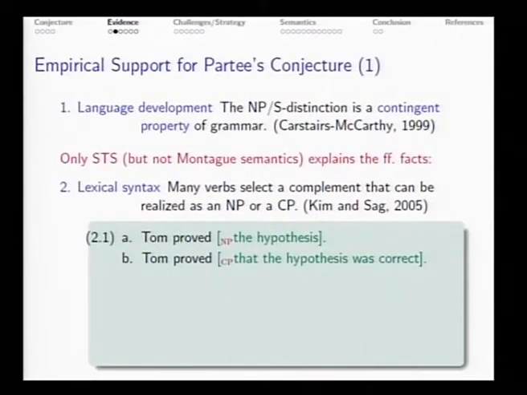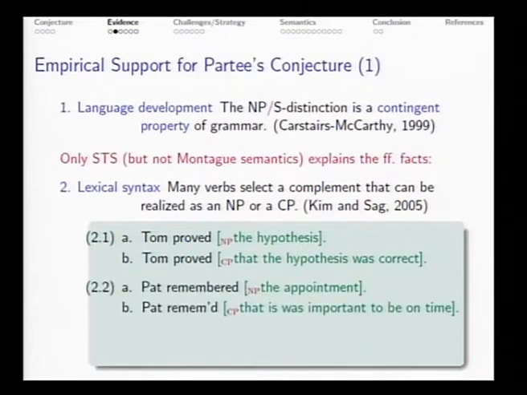One such phenomenon would be the use of many verbs which select a complement that can be realized either as a noun phrase or a complement phrase. One such verb is prove, for example. So we can use the sentence, Tom proved the hypothesis, noun phrase, or Tom proved that the hypothesis was correct. And similarly, we can have the sentences, Pat remembered the appointment, and Pat remembered that it was important to be on time.